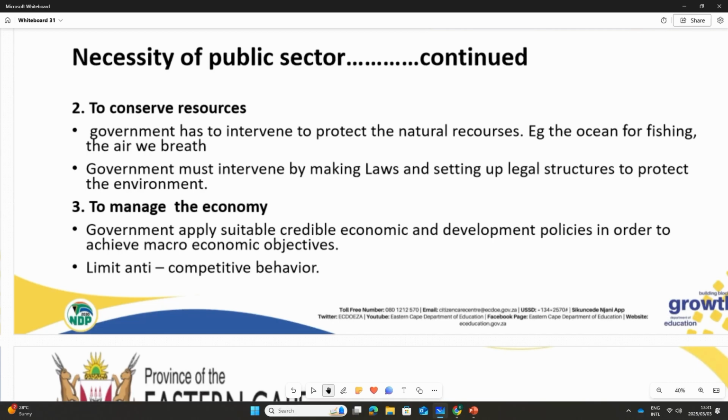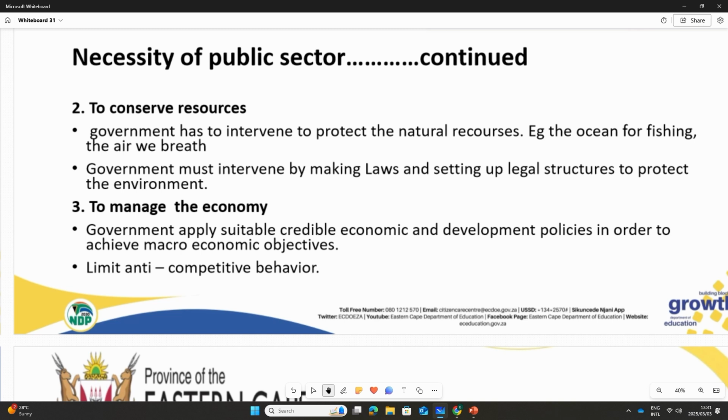of damaging the environment, if ever they are charged for damaging the environment, or if ever they are taxed for damaging the environment. So number 3, to manage the economy. So that's number 3. Government applies suitable, credible economic and development policies in order to achieve microeconomic objectives.